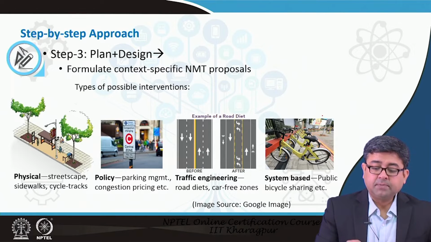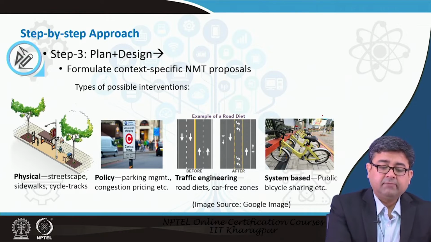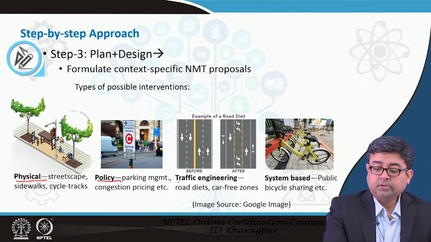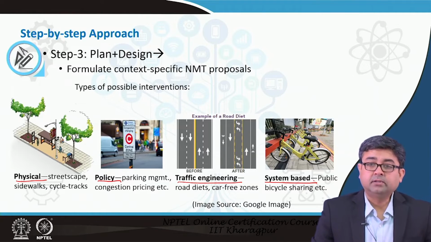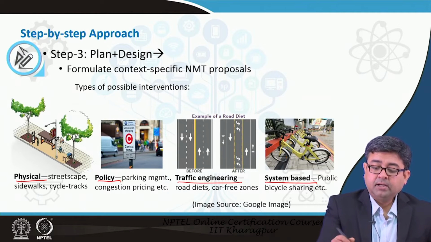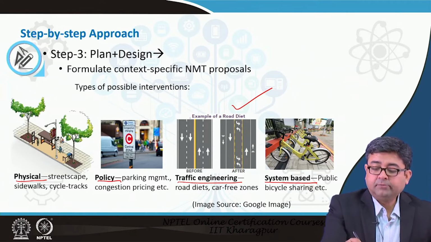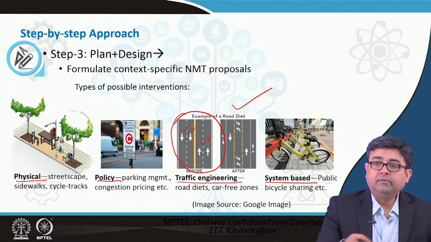There are different types of context that you can look at. You can look at the physical environment as a context, you can look at policy as a context, sometimes you can look at traffic engineering as a context, and sometimes it can be a system based context. For example, if I look at traffic engineering as a context, you will see that if you have a 4-lane divided road, so this is 2 lanes in one direction, 2 lanes in the other direction, divided by a median, it usually has no pedestrian or bicycle facilities. So, very poor NMT facilities.